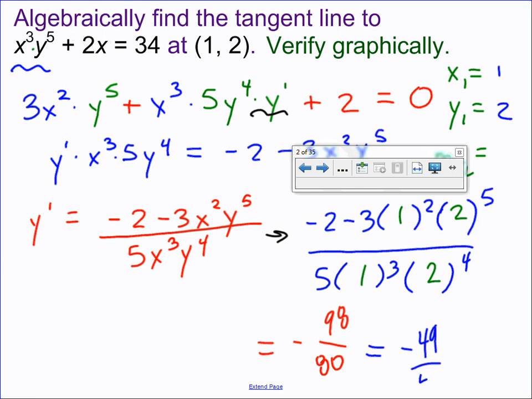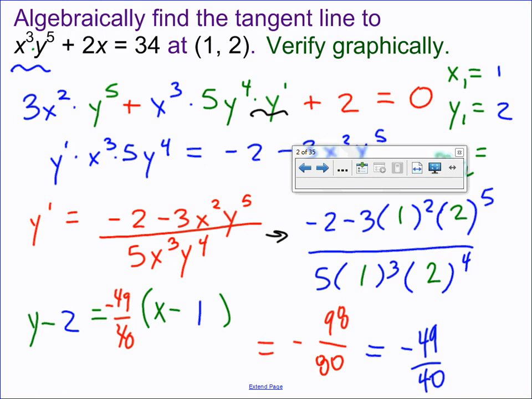Raise your hand if you got negative 49/40ths for the slope of your tangent. Negative 49/40ths. Yes. And so we're all ready for our y minus y sub 1 equals m times my quantity x minus x sub 1, where my x coordinate was 1, my y coordinate was 2, and my slope of the tangent we just determined was negative 49/40ths. Take a look at your equation of the tangent line and raise your hand if you had the correct equation of the tangent line algebraically. Uh-oh.